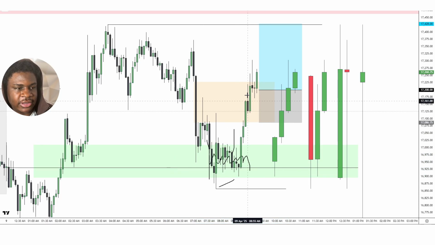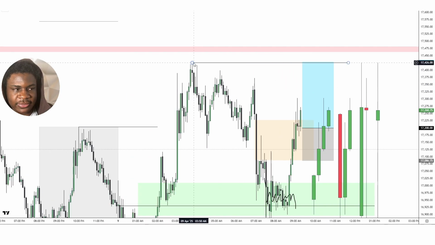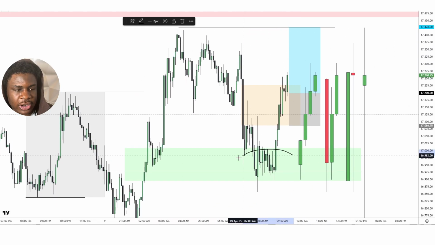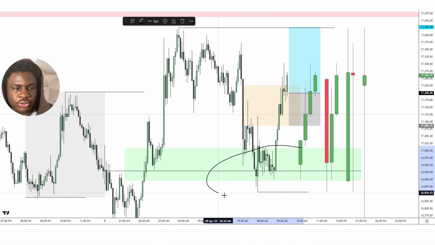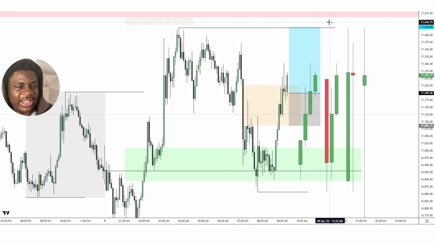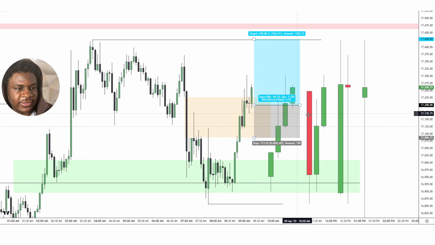And then obviously we use this inversion fair value gap back at these highs as a level of support to now target back above these liquidity pools. So this is what you will call an internal to external setup. So the internal would be this 1 hour bullish fair value gap, and the external would be this liquidity pool above us. A very consistent strategy.